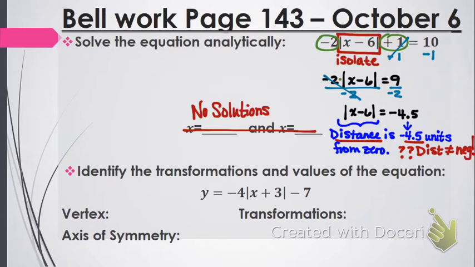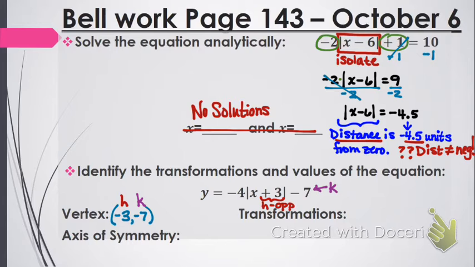All right, second one on the bell work. What is my vertex here? -3, -7. -7 back here, that's my k value. Remember, my vertex is always (h, k). H is -3, but I see in the equation not h, but the opposite of h.